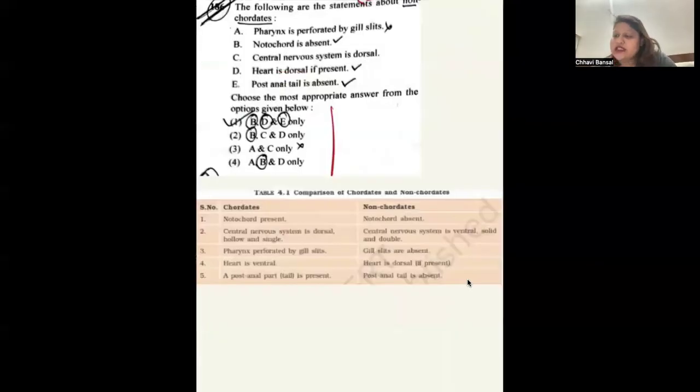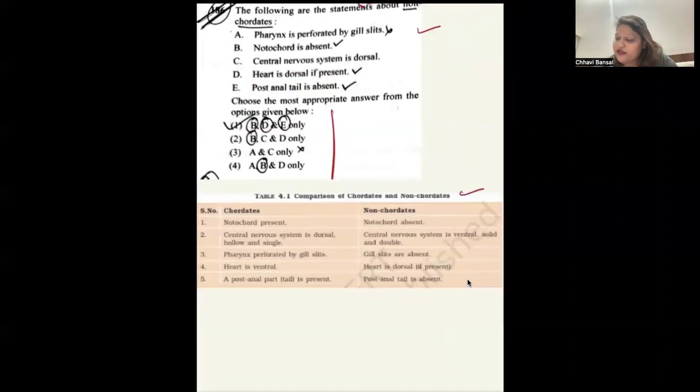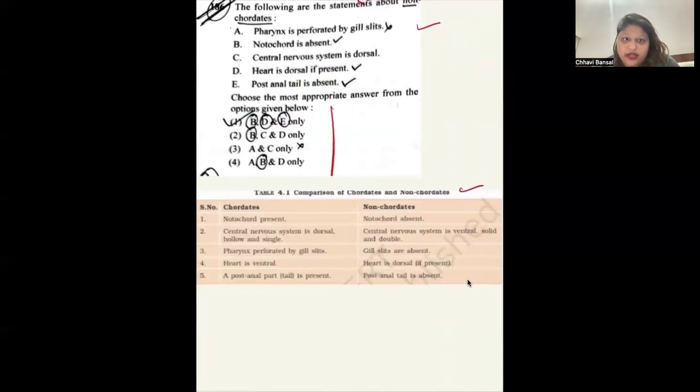Next is, this is also taken from animal kingdom, where you can directly give the answer from the difference between the chordates and the non-chordates. So notochord is present in non-chordates, where it is given notochord is absent. So this is not the correct statement. Central nervous system is dorsal. This is the correct statement.